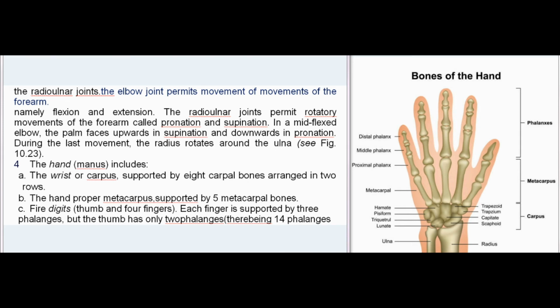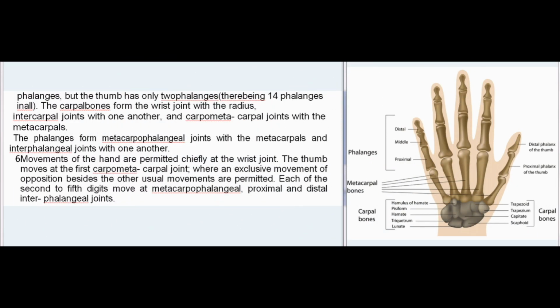3. The hand, manus, includes the wrist or carpus, supported by 8 carpal bones arranged in 2 rows. The hand proper, metacarpus, supported by 5 metacarpal bones. Five digits, thumb and 4 fingers. Each finger is supported by 3 phalanges, but the thumb has only 2 phalanges, there being 14 phalanges in all. The carpal bones form the wrist joint with the radius, intercarpal joints with one another, and carpometacarpal joints with the metacarpals. The phalanges form metacarpophalangeal joints with the metacarpals and interphalangeal joints with one another.